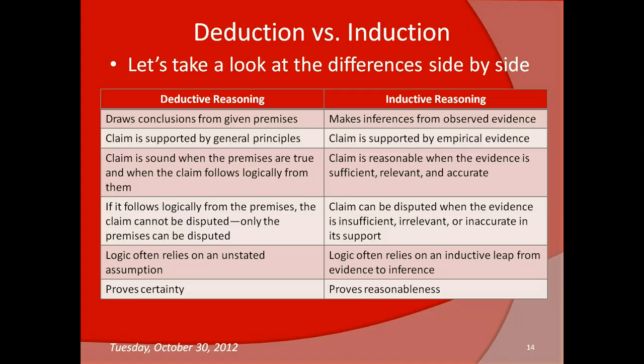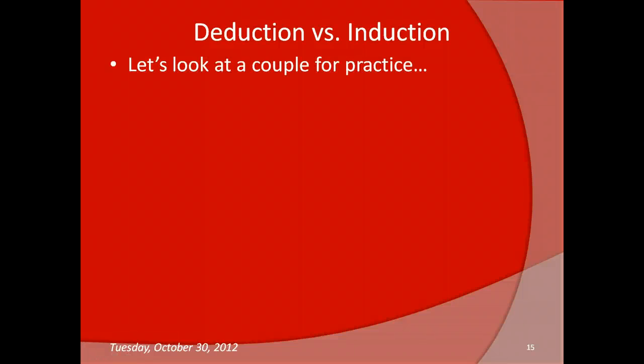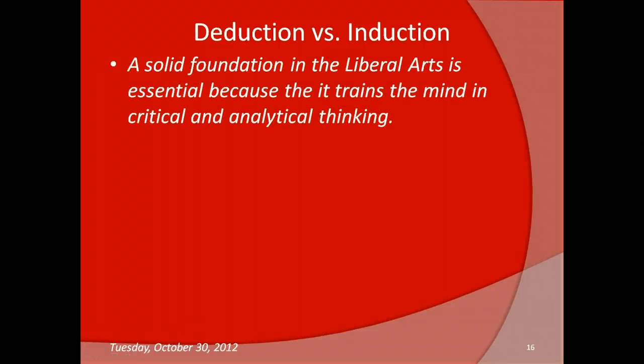In inductive reasoning, your logic often relies on an inductive leap from evidence to inference. That is the gap between what I know and what I'm inferring based on what I know. Finally, deductive reasoning is used to prove certainty, while inductive reasoning can only ever prove reasonableness, not certainty. Let's take a look at a couple for practice.